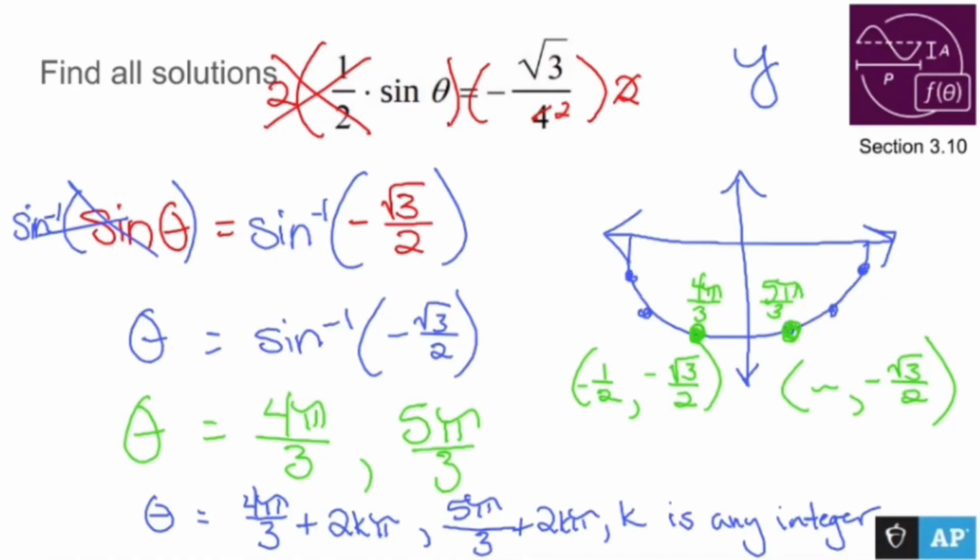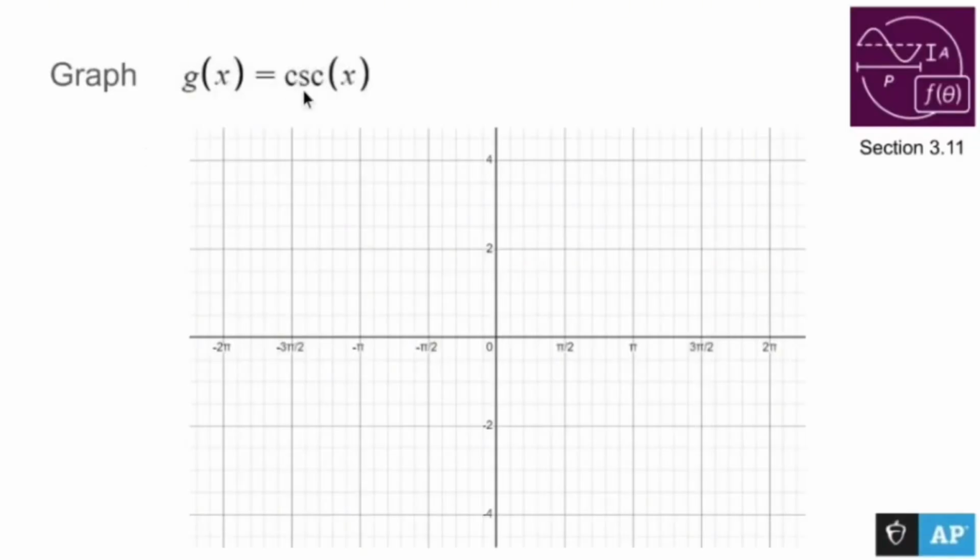Wasn't that fun? All right, let's graph g of x equals cosecant x. Now, whenever I graph cosecant or secant or cotangent, I like to view it from the point of view of its reciprocal. So cosecant is 1 over sine x. And so what I'm going to do is graph sine x as kind of like my guide to graph cosecant x.